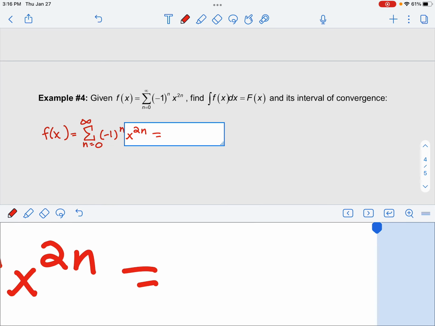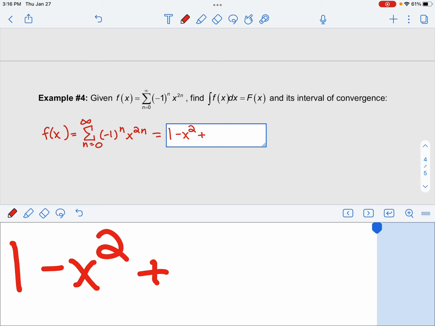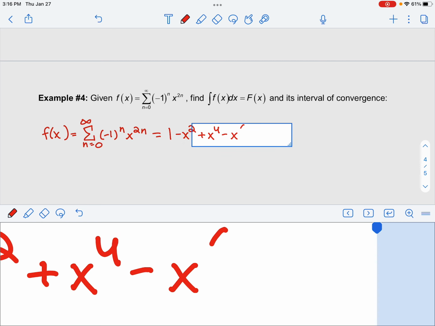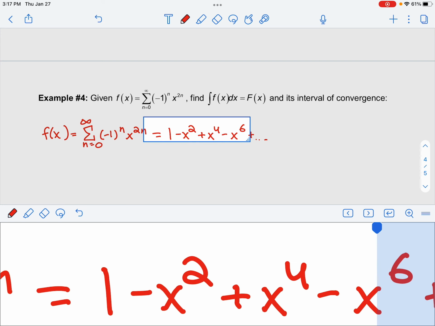If I plug in 0, I'm going to get positive 1. If I plug in 1, I'm going to get negative x squared. If I plug in 2, I'll get positive x to the 4th. If I plug in 3, I'll get negative x to the 6th, and it's going to go on and on like that, okay? So what is this going to be equal to?